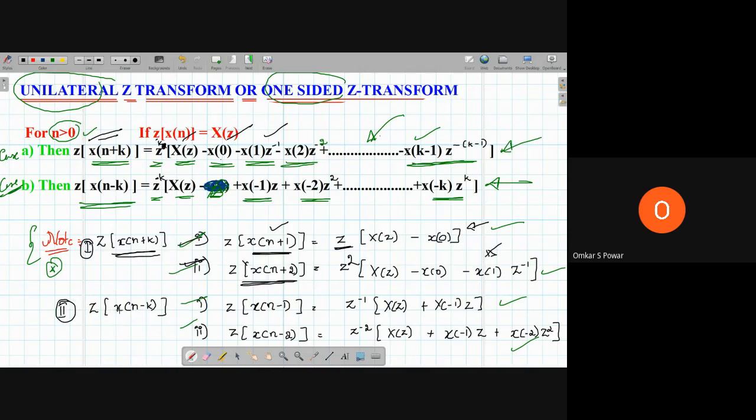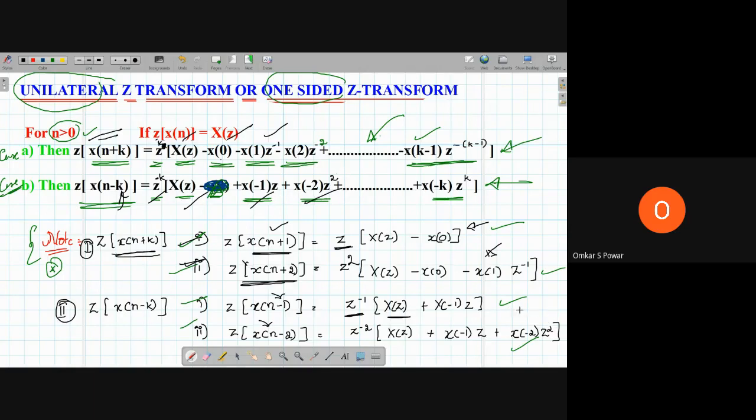For z transform of n minus k, so z transform of x of n minus 1, which is equal to, so check this one out. We have to substitute k value as 1. So z to the power of minus 1 x of z. So I have written x of z and x of minus 1 into z. So this is for z transform of x of n minus 1. Similarly for n minus 2, z to the power of minus 2 into x of z plus x of minus 1 into z plus x of minus 2 into z square up till here.